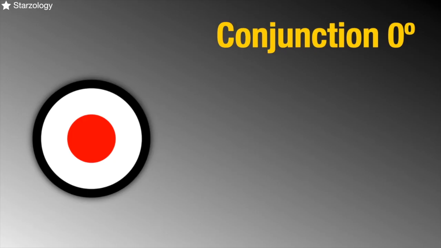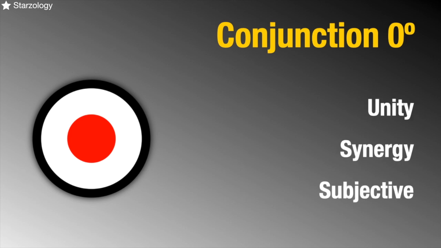So let's have a look at the conjunction. This is the 0 degrees. So some keywords for this are unity, synergy, and subjective. When 2 planets are conjoined to each other, they are actually working together, unified, and synergy really is the indication that 1 + 1 = 3. They work better together. They work as a team in your chart. And I would say this is the strongest aspect there actually is.